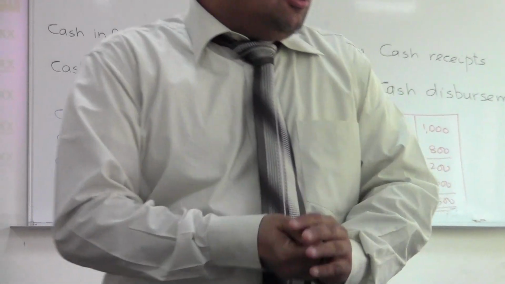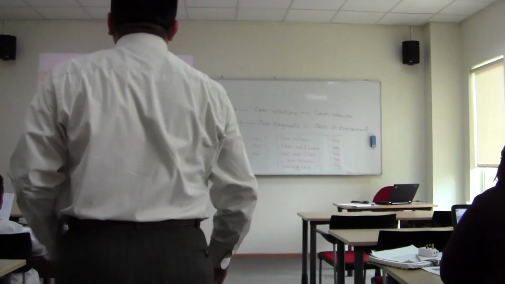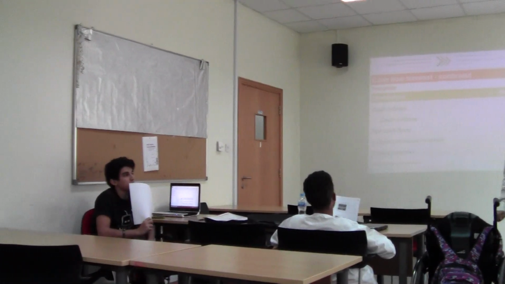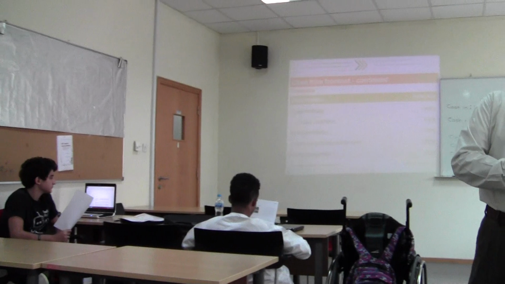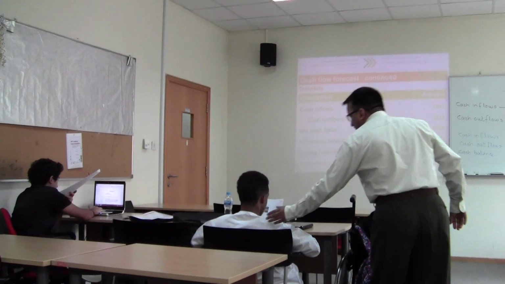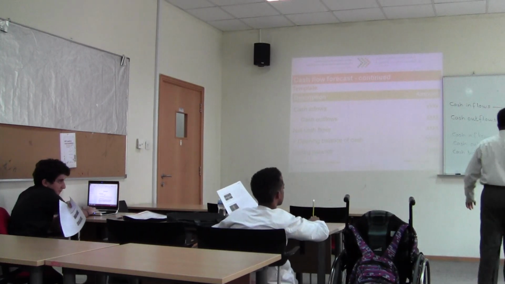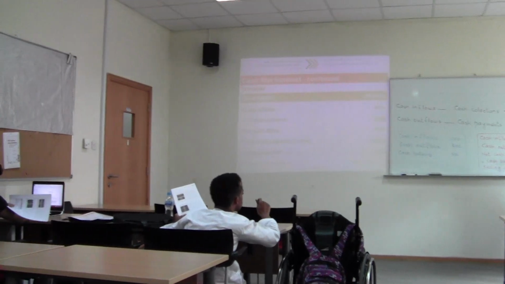What is net cash flow? Everything is in front of you. Net cash flow is cash inflows minus cash outflows. We get net cash flow. And if we want to get the ending balance, what will we do? What is the ending balance of cash in my activity? It's the cash balance.